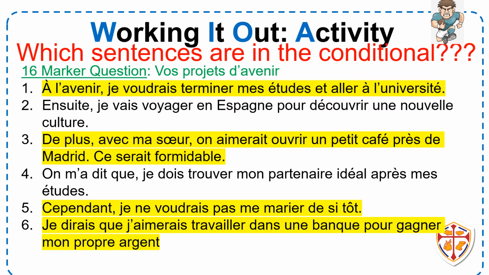On number 6, "Je dirais que j'aimerais travailler dans une banque pour gagner mon propre argent" shows that they have used the conditional, j'aimerais travailler dans une banque, therefore this is correct.